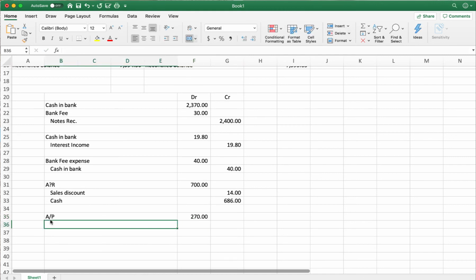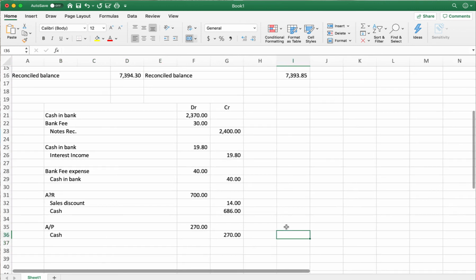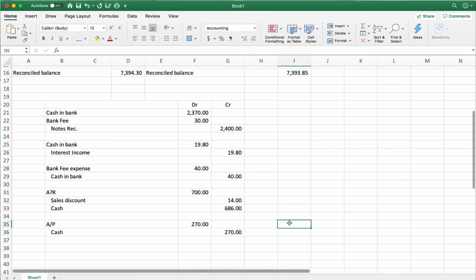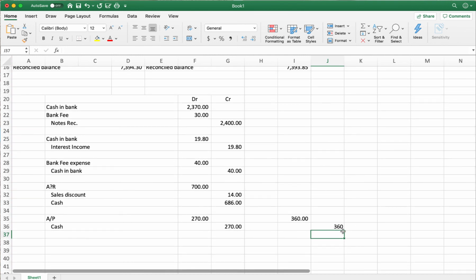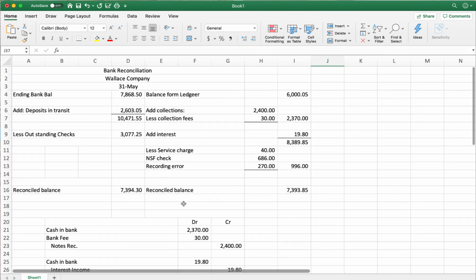That's a difference in the error. And then I'm going to credit cash $270, okay? Basically what we did here is originally we booked the check for $360. It should have been for $630. So we're doing the correcting entry to show that instead of it being $360, it's actually $630. Okay?